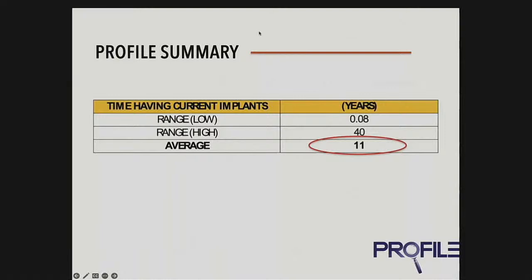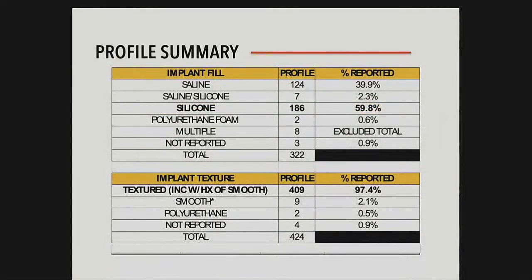The average time to having implants was 11 years, with a range of 2 months to 40 years. That patient who had a diagnosis of ALCL after 2 months had a history of prior implant usage. 60% of patients had a silicone implant, nearly 40% had a saline implant, and of course, as to be expected, nearly 98% had a history of a textured implant at the time of diagnosis.